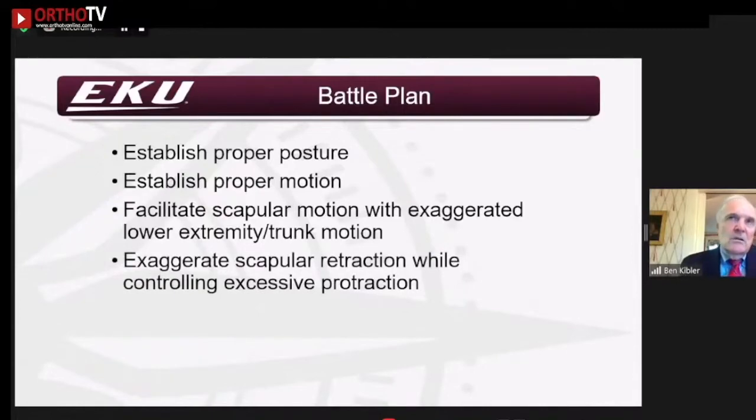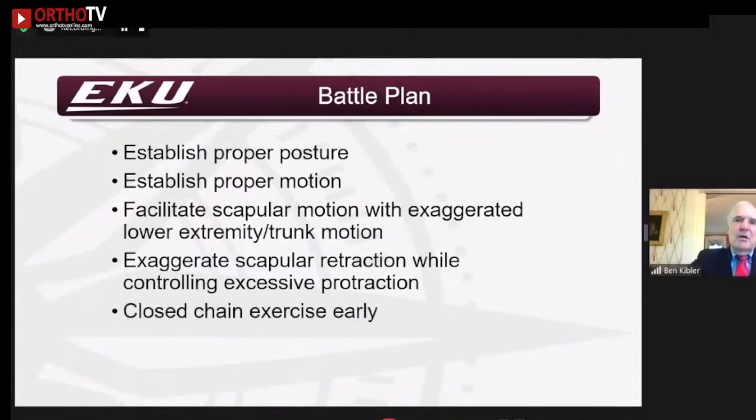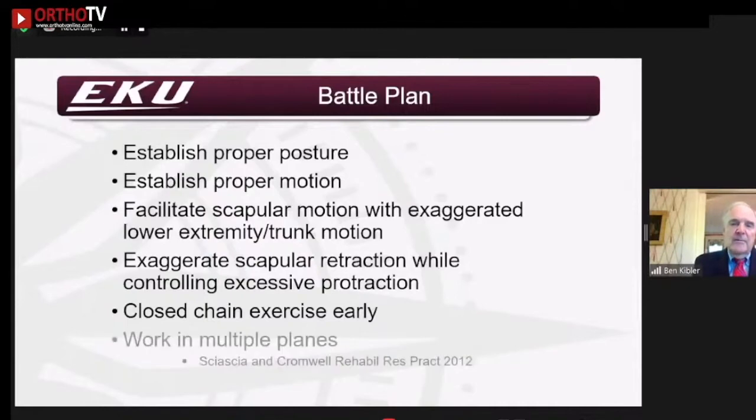We exaggerate the position, so we do excessive retraction while controlling protraction. We tell the patients with scapular retraction, we want to put their elbow in their back pocket. So we exaggerate this retraction position to really emphasize how important that is. We do closed chain exercises because the arm weighs something against the scapula, and therefore you want to minimize the distal load on the scapula. And then we work in multiple planes because the body is a three-dimensional structure. It's not an individualized muscle, and it's not a two-dimensional motion.